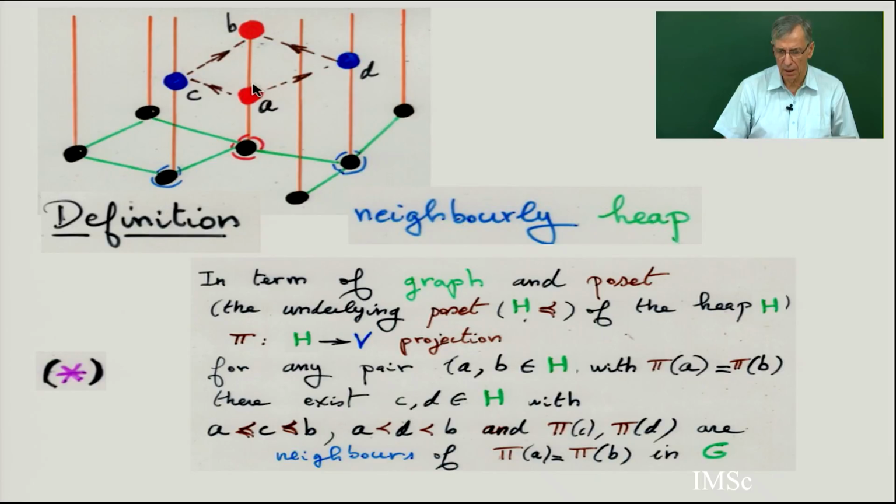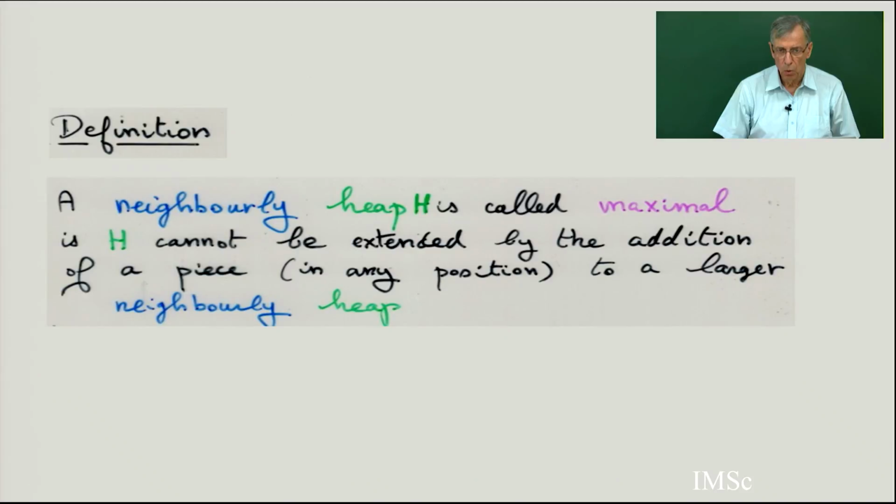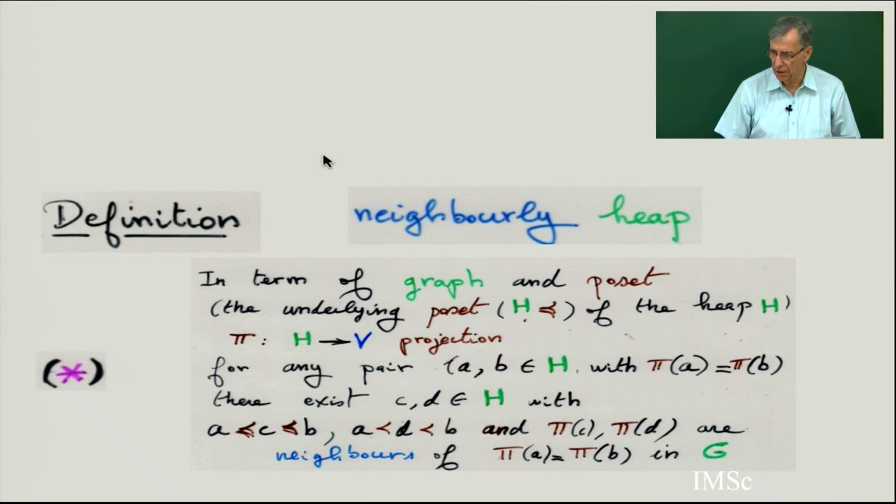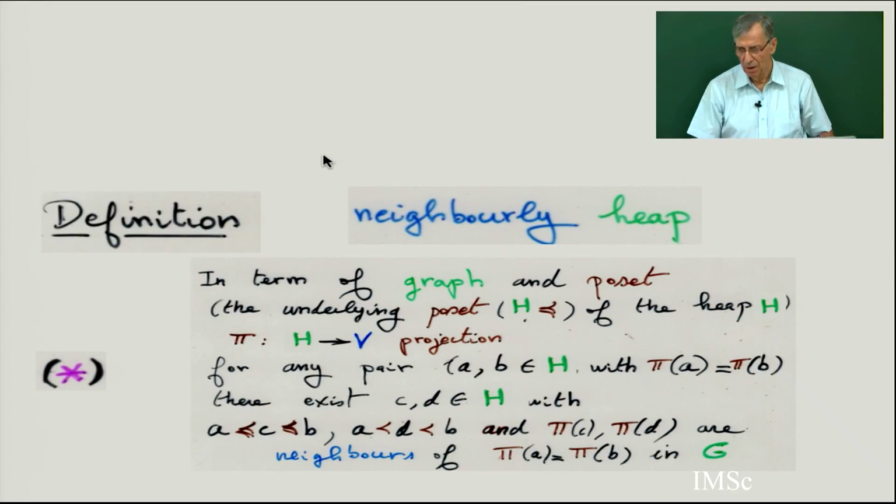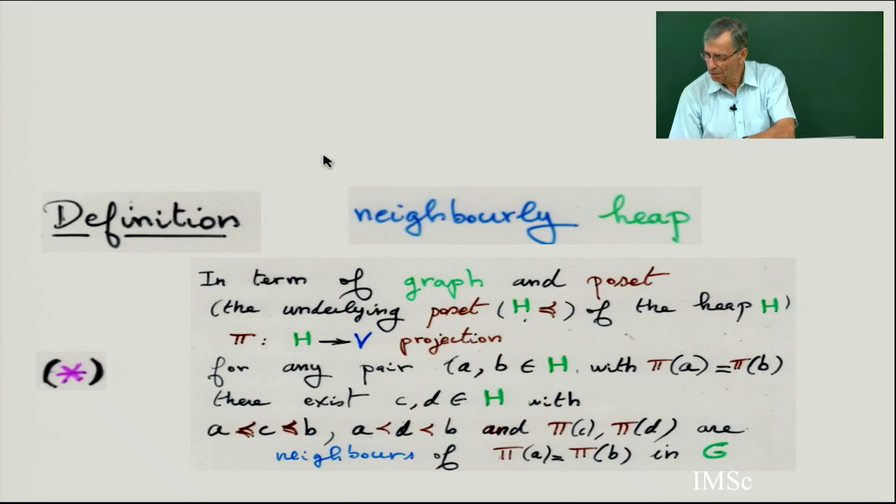So C and D are neighbors, you see. They are in two different positions. And in the poset, of course, C is above A, B is above C, B is above D, D is above A. Is it okay for this definition? Between two pieces projecting on the same vertex of the graph, you can always find two other pieces which are blocking in a certain way these two pieces, one over another.